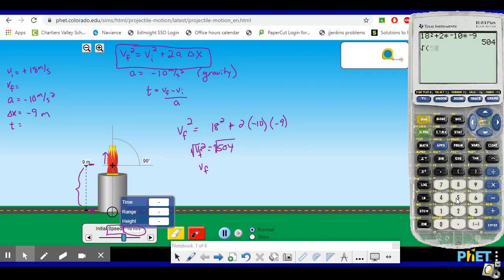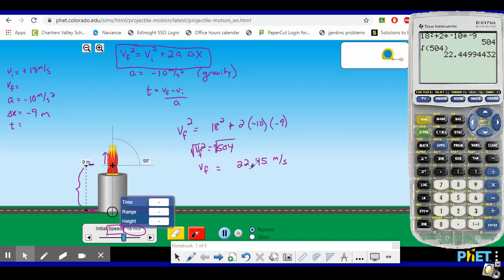So the square root of 504. My calculator is going to spit out a number. My calculator tells me that the answer is 22.45. Let's go ahead and round that at the hundredth place, and that's meters per second. Now, this is where we've left room for mistakes.